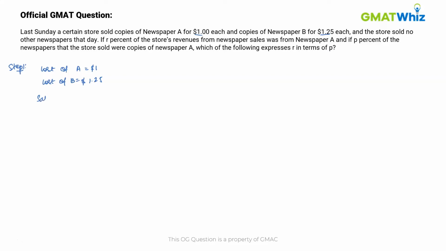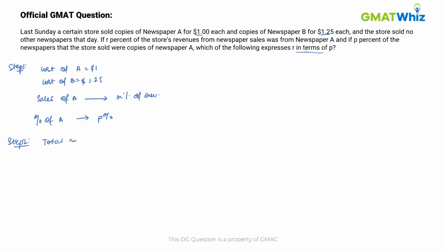So, sales of A generated R percent of the revenue of the store that day. So we know the percentage of the copies of A that was sold that day is P%. We have to find which of the following expresses R in terms of P. Now that we have all the information that we can get from the question, let's move on to step 2 and understand the methodology of the solution.